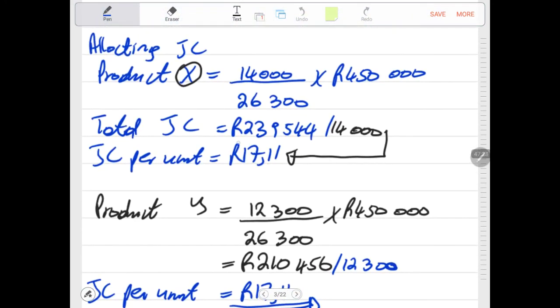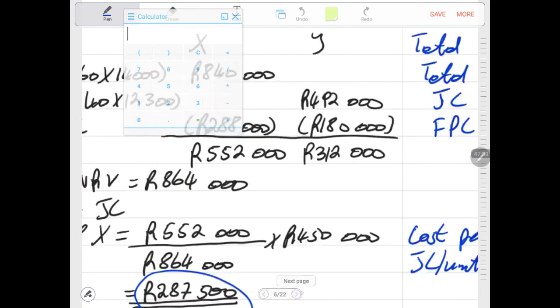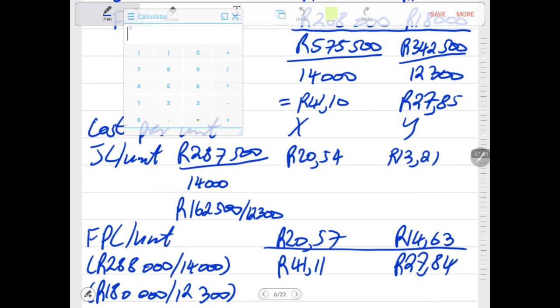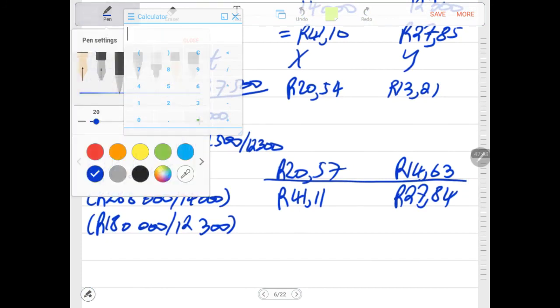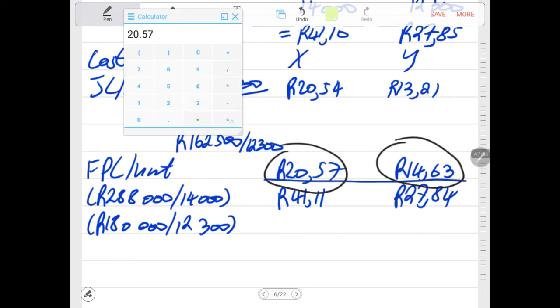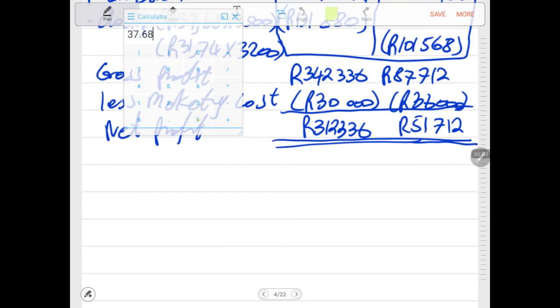If you remember, the joint cost per unit for product X in the first question was 17 rand 11 cents. So if you want, you could have taken the further processing cost that I've just calculated, because further processing cost does not change. Our further processing costs per unit are calculated as 20 rand 57 cents and 14 rand 63 cents. So 20.57 plus 17.11, we get to the same 37.68, which was our cost per unit that we calculated at the bottom.